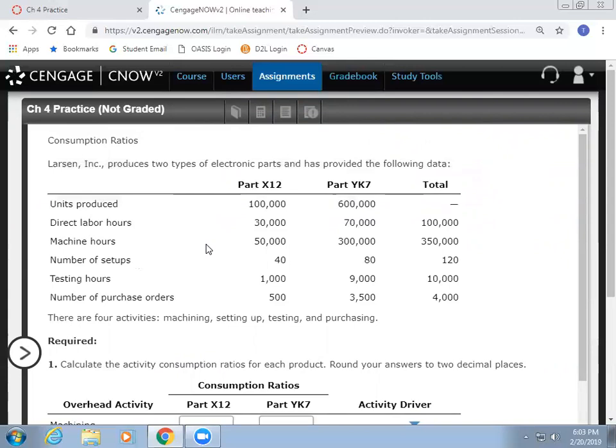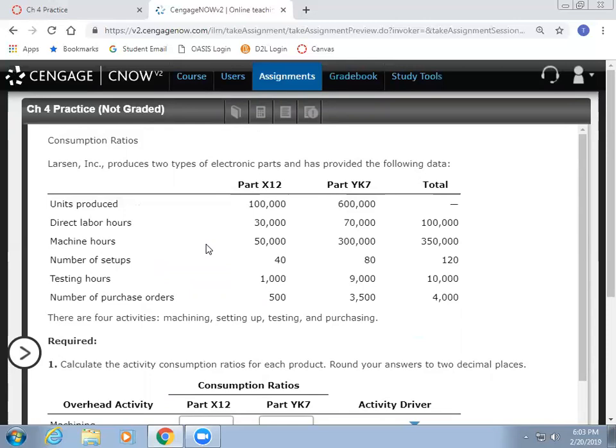So here what we're looking at is that we have different activities that are all part of overhead. Beyond just direct labor, we have machine hours, or the number of setups that it takes on a machine. We have the testing hours for each part. We have the number of purchase orders. So we have these different activities, okay?